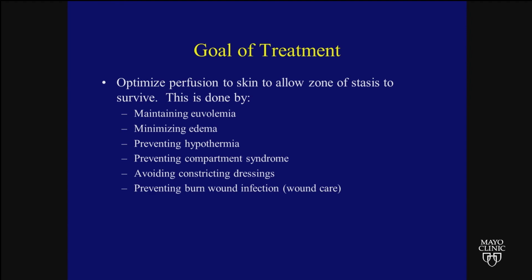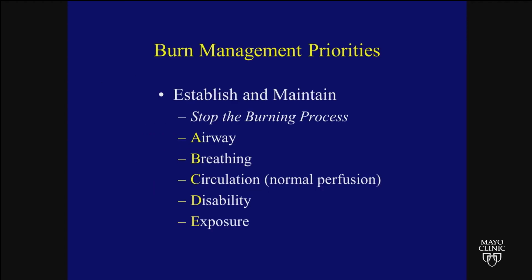Prevent compartment syndromes. That gets to circumferential deep second and third degree burns. Constricting dressings can act as tourniquets as torsos or extremities swell. And then preventing burn wound infection, which is done with wound care, not with IV antibiotics, not with prophylactic antibiotics. Okay, so this is your MOC question.